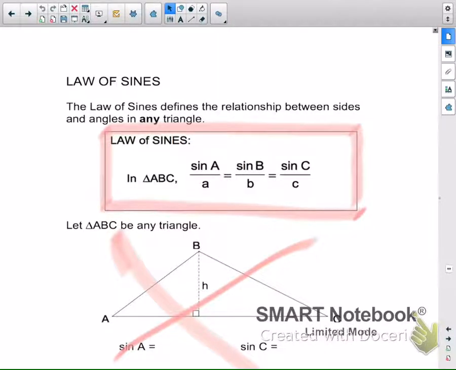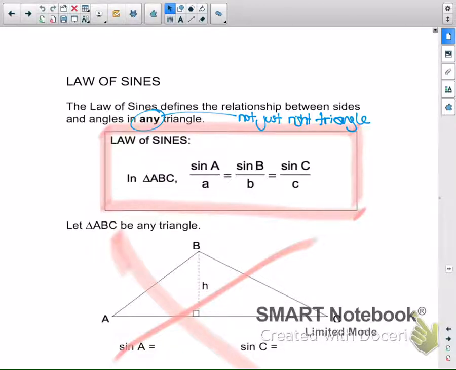So for law of sines, again, it's used for any triangle. And the word any on this means not just a right triangle. So even if you don't have a right angle, you can use law of sines. What law of sines is, it's just a three-part proportion here that you see.